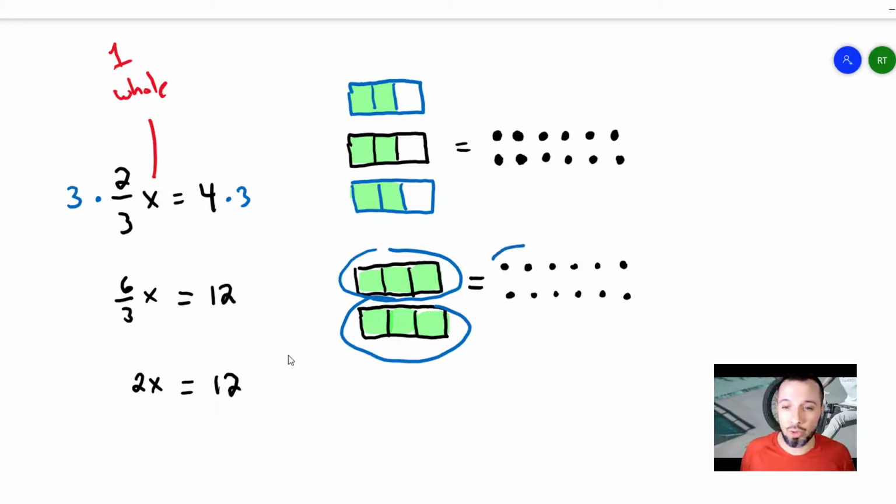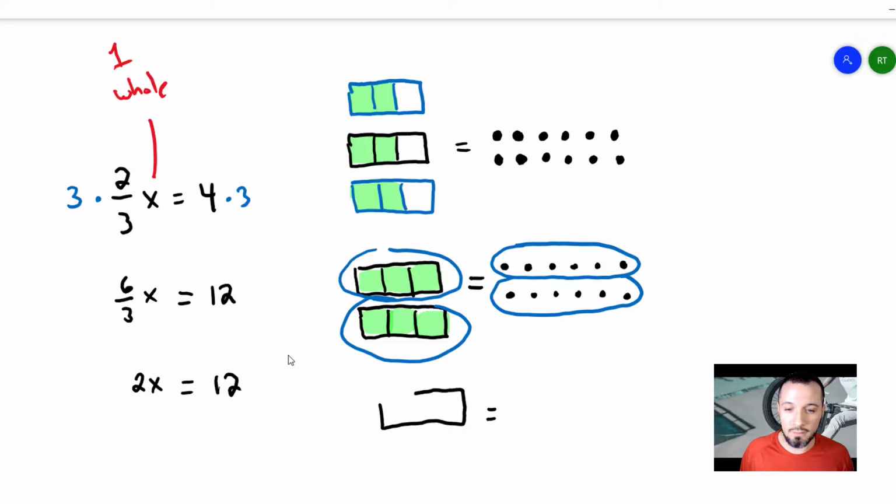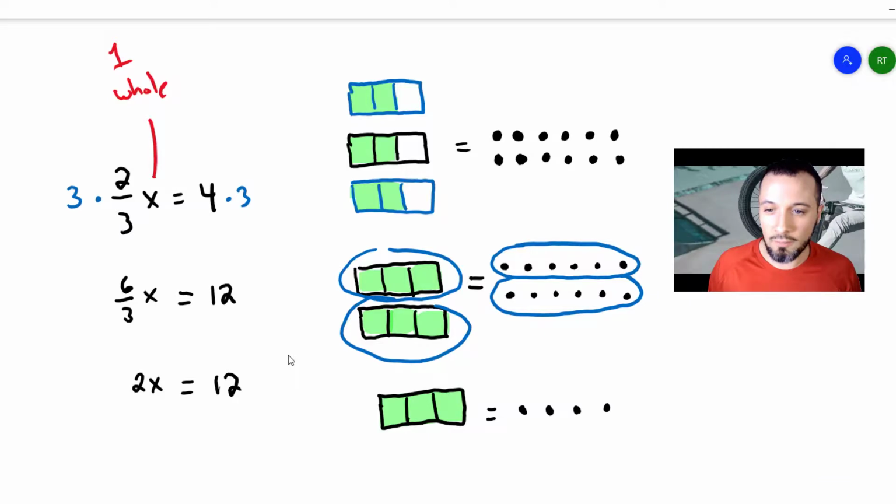I'm going to split up into 2 groups. So they have to be identical, the same amount in each group. And you can see I did the same thing here. Which means that since we were able to divide both sides into 2 groups, I can now see that one of those whole amounts corresponds or matches up with 1, 2, 3, 4, 5, 6 of those circles. So one whole amount is the same thing as 6 circles there.